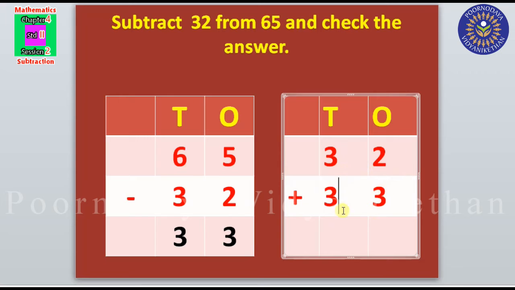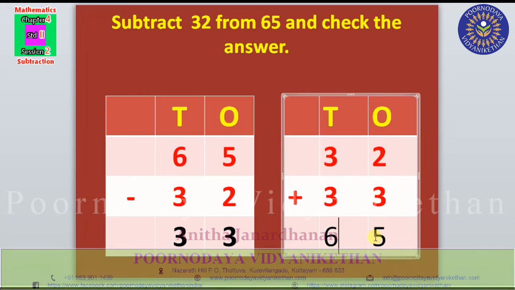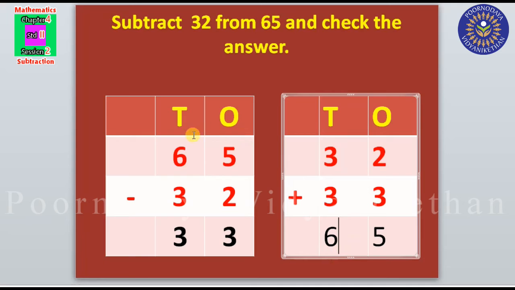Then you have to add these two numbers. Which are the numbers? The difference we got and the smaller number. Clear? So add from ones place: 2 plus 3 is equal to 5. 3 plus 3 is equal to 6. Look at the screen. Here we got 65. The 65 is our bigger number, isn't it? So our answer is correct. So our subtraction is correct.